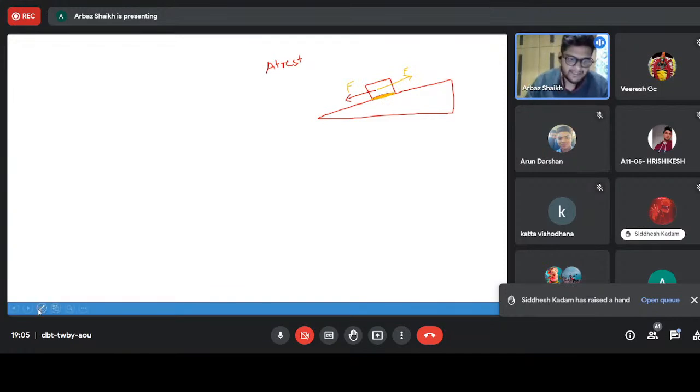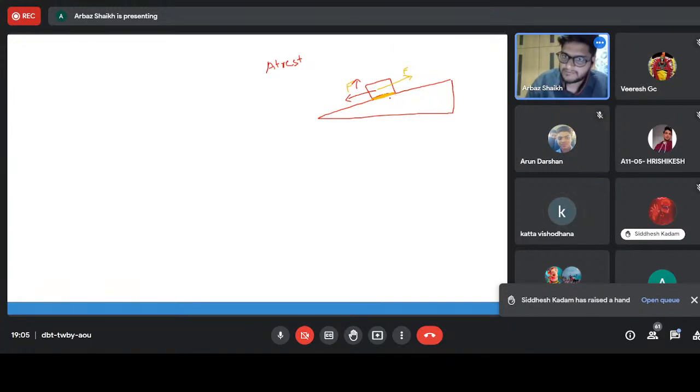Now let's say I increase this F, the red F, and the frictional force cannot increase beyond a point. What will happen? The box will move downwards. Is that correct?